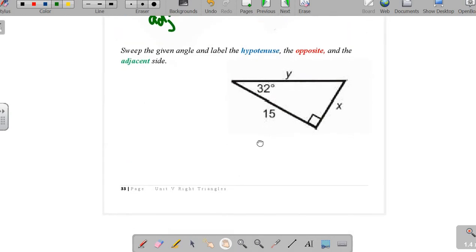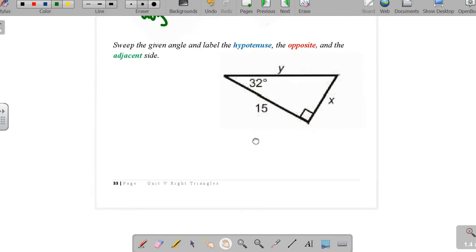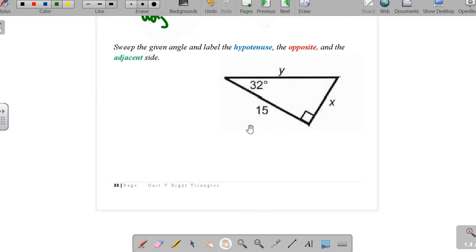Ready? I'm going to give you 10 seconds. I'd like you to label the opposite, adjacent, and hypo in this triangle. You have 10 seconds. Go.